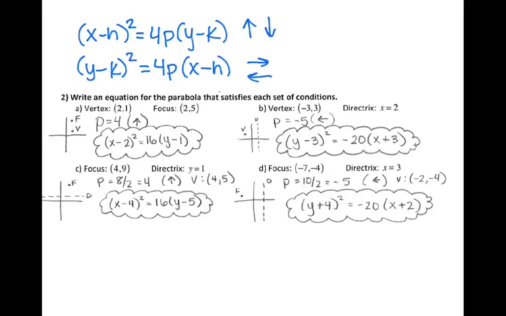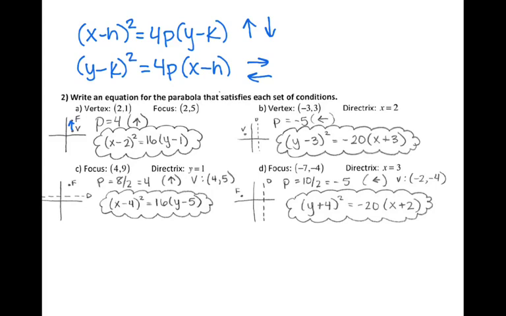So for number 2a, I start by plotting my vertex. Now if you look at my graph for 2a, I'm just plotting the general vicinity of these points so I can figure out my direction. So my vertex is at (2, 1), my focus is (2, 5), so that puts my focus on top of the vertex. So your parabola always opens towards the focus. So in this case, it's opening up.